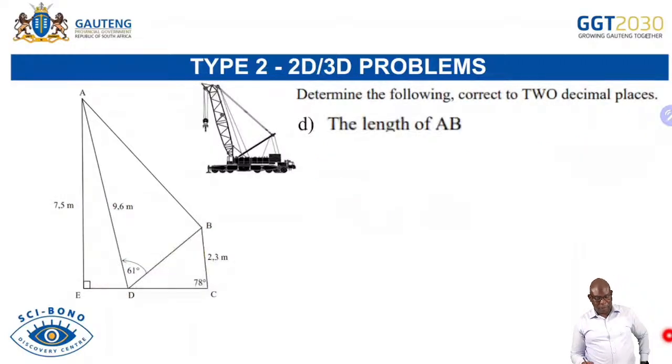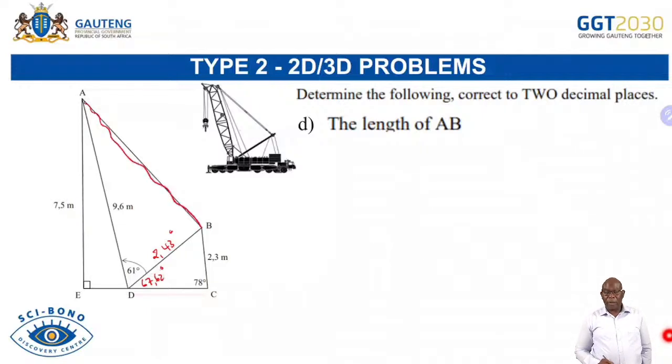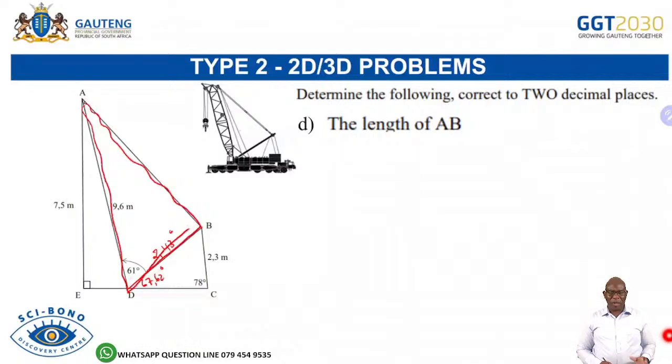The last part, the last question here. I already know that this is 2.43, this one is 67.62, right? The question says I must get the length of AB. All right, so AB, I can see I have this side, I have this side. I'm working in this triangle. It's very important that you choose the triangle that you're going to work with. Remember, trigonometry works in a triangle. It will never work in a four-sided figure. In a four-sided figure, it means that I must divide that into triangles.